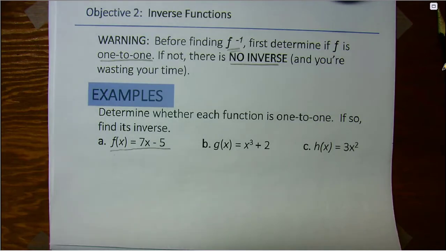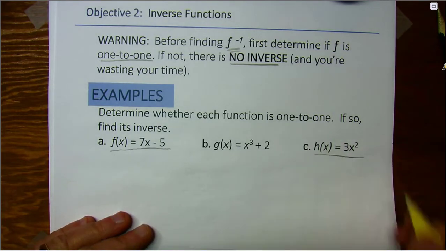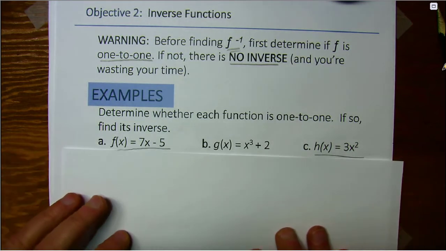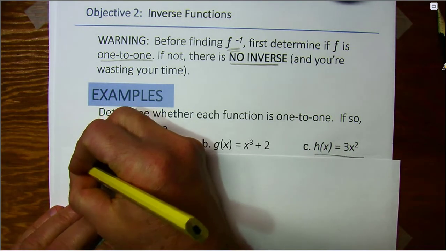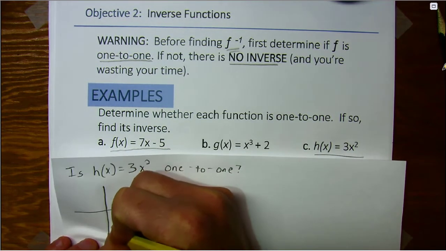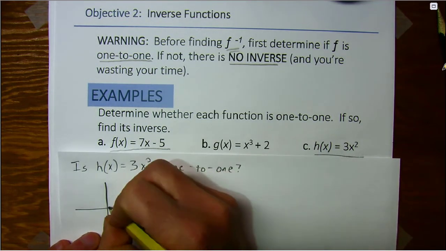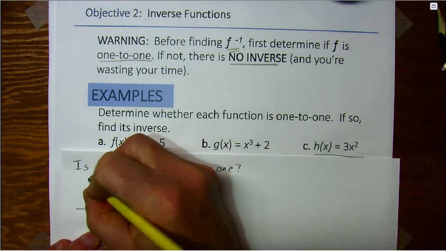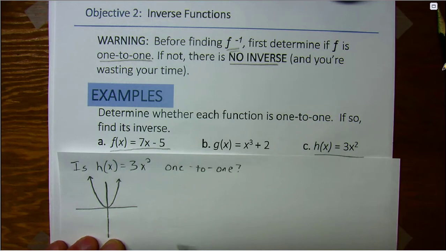Okay, and we have one more here. h of x is equal to 3x squared. So let's first of all determine if that is one-to-one. Well, let's take a look at that. That's going to be a basic parabola, 3x squared. We don't have to know much. All we really have to know is that it's a parabola. And is a parabola going to pass the horizontal line test?